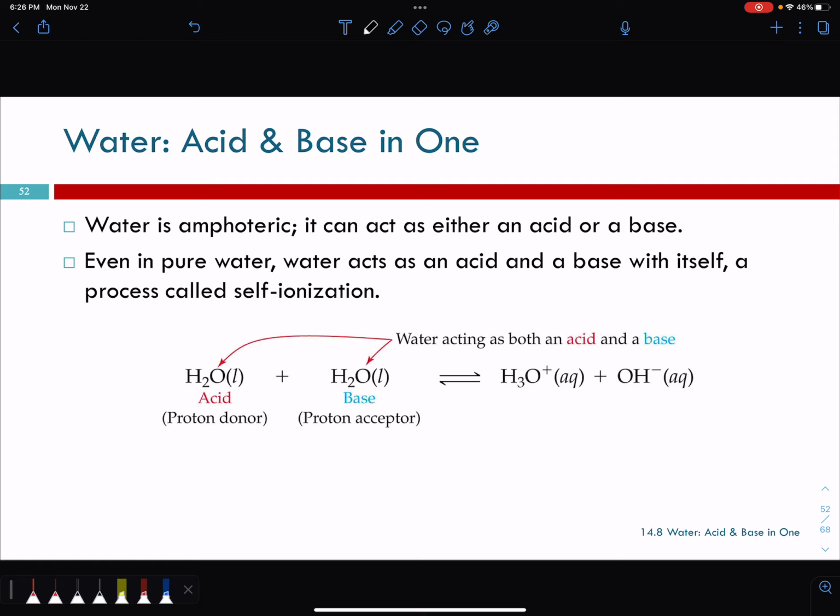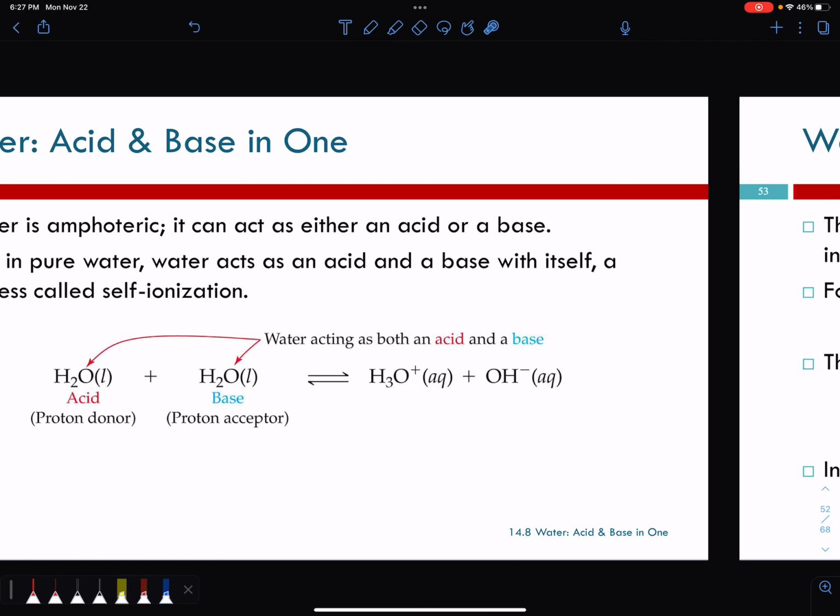So water is a special compound. It's amphoteric. It can act as either an acid or a base. Even in pure water, water acts as an acid and base with itself, which is called self-ionization. I think it's also called auto-ionization, but you have two different water molecules. One is a proton acceptor, the other one's a proton donor. You end up with your H3O plus and your OH minus. It happens, but it's a very, very small amount of the water that actually does this.